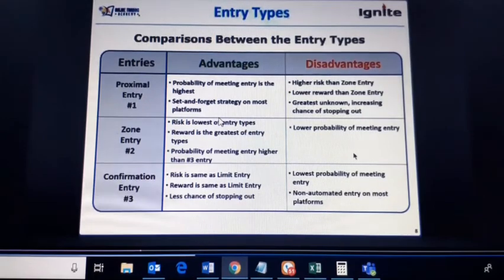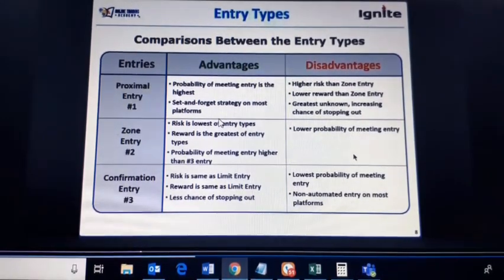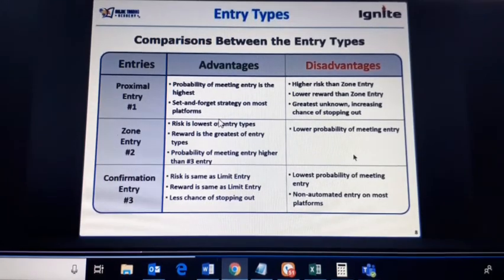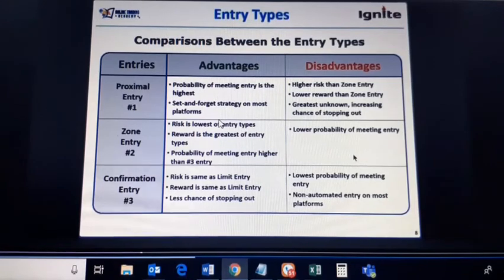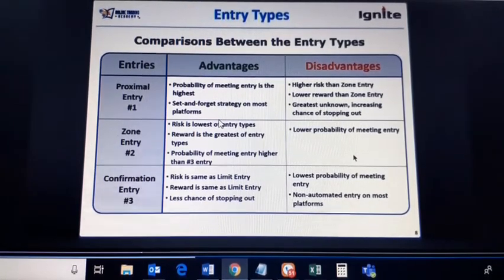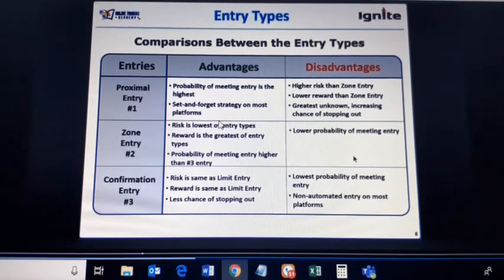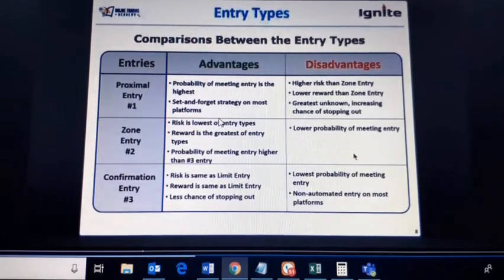But when the odds and answer score is 6, you cannot take a type 1 or a proximal entry. Then you can take a type 2, that is zone entry, or your confirmation entry. Okay, when the score is 6, you can take any type of entry, that is either a confirmation entry or a zonal entry, depending on your risk appetite, or depending on which entry suits you.